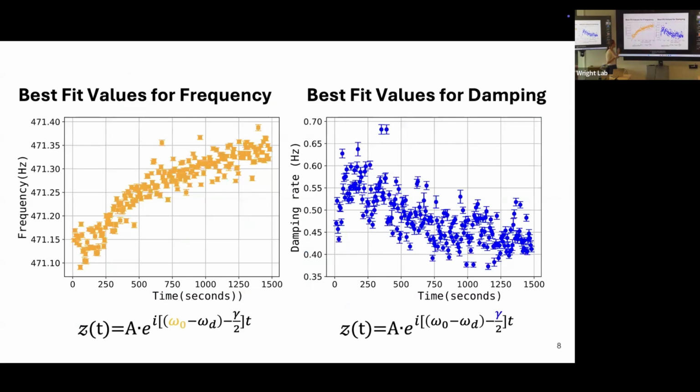Now, each data point in these graphs represents the best fit values returned from each fit. So each point represents one ring down: the frequency for one ring down, and the damping rate for one ring down. It is important to keep in mind that the frequency at which the drop naturally oscillates, or its resonant frequency, is not exactly the frequency that we're driving at. The frequency that we're driving at remains the same throughout. It's our demodulation frequency. However, the frequency of the drop, as you can see, trends upwards.